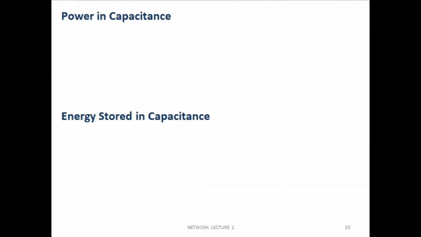Now if we look at the power in a capacitor, power is given by v into i. The current across the capacitor is given by C dvc by dt, so this is C into v into dvc by dt, the voltage across the capacitor with respect to time. So a capacitor is also designed to store energy.